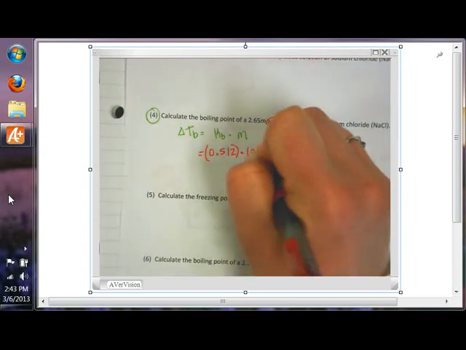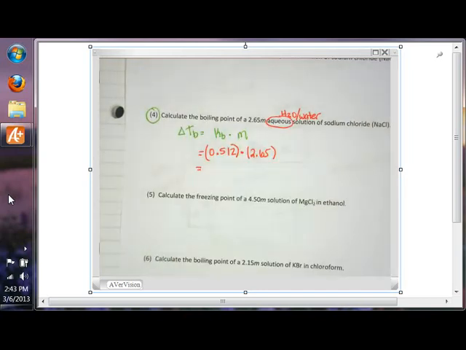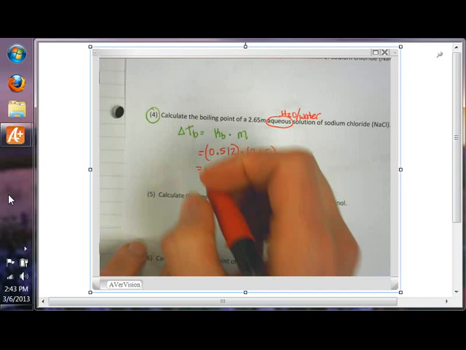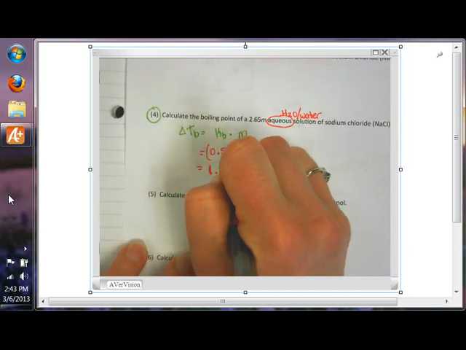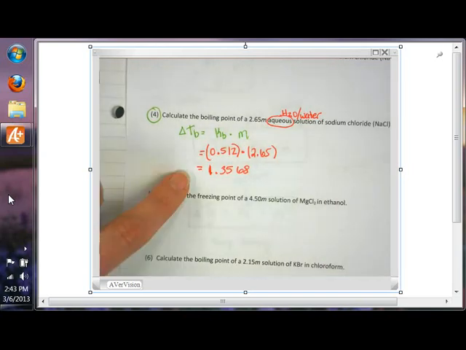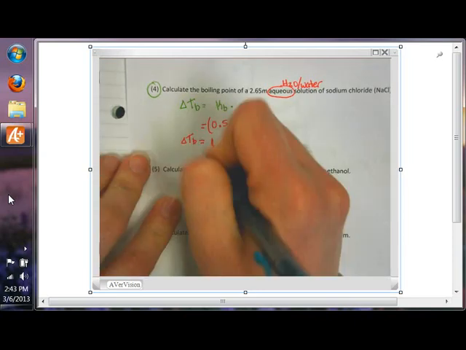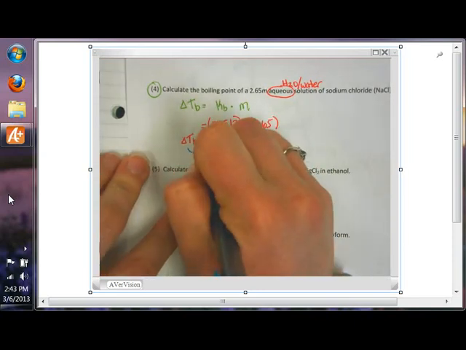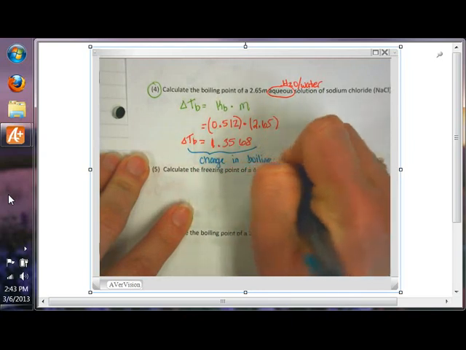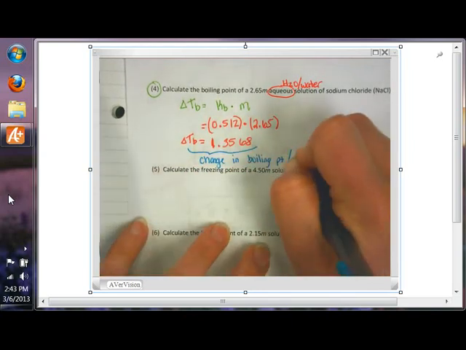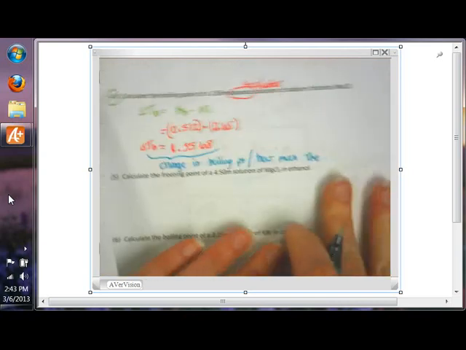And your calculator spits out 1.3568. That is delta TB. Now this represents the change in boiling point, or it's how much the boiling point, I'm going to say BP, increased by.